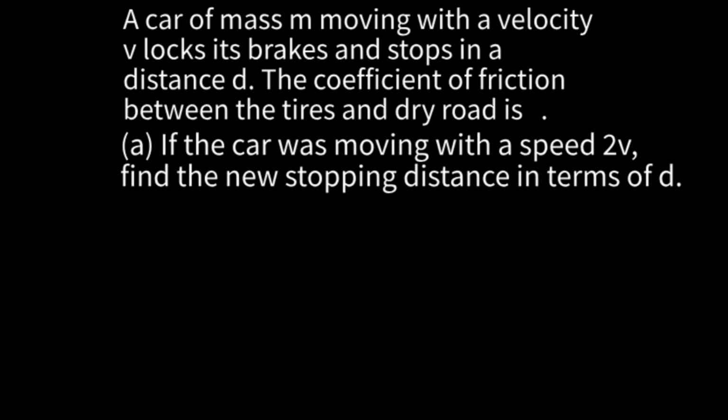Let's start off this video with the challenge problem from the last video. So we have a car of mass m moving with a velocity v that locks its brakes and stops in a distance d. The coefficient between the tires and dry road is mu. And we want to know if the car was moving with a speed of 2v, what would its new stopping distance be in terms of d?